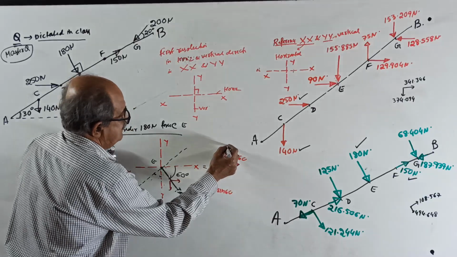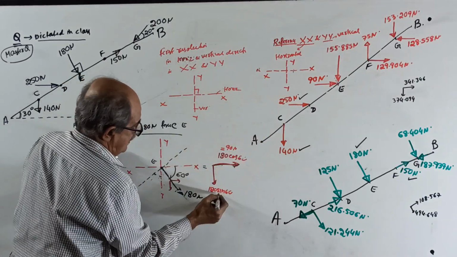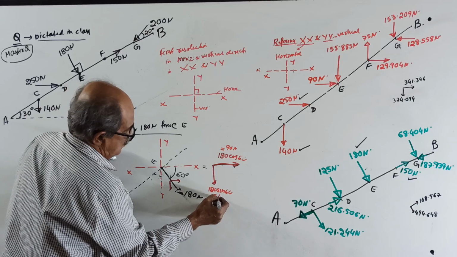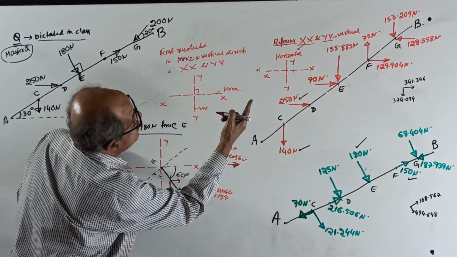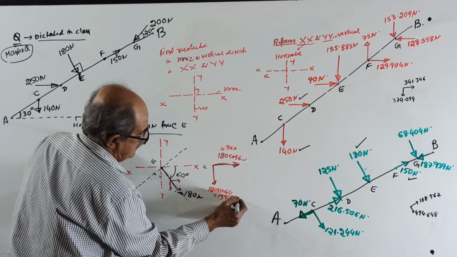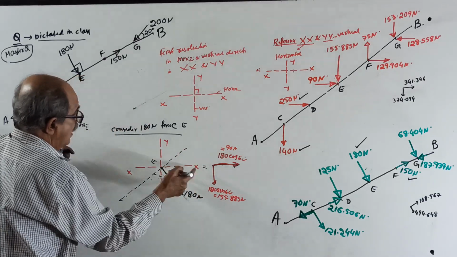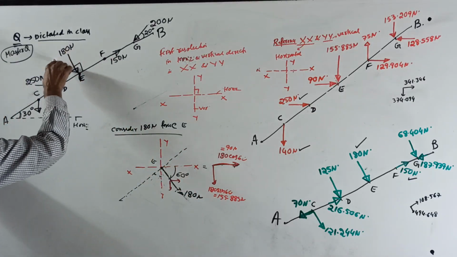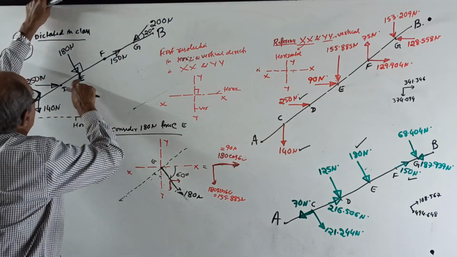180 cos 60 is 90 Newton. I calculated it there. 180 sin 60 is 155.885 Newton. This is to save time.